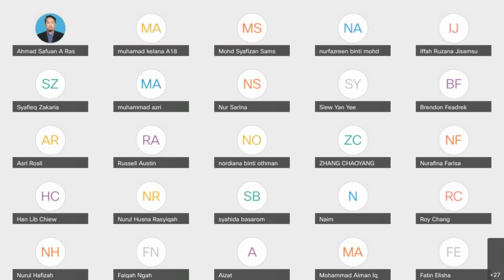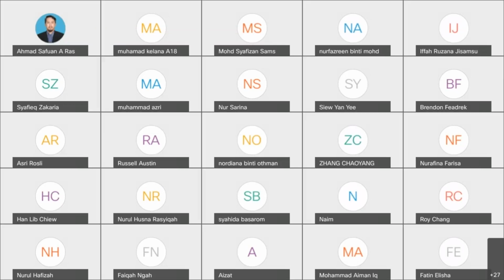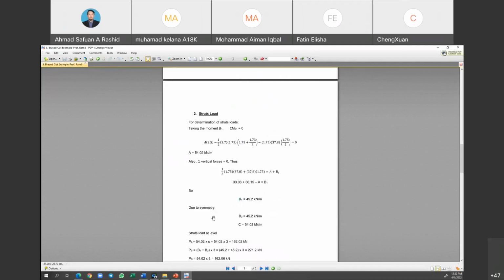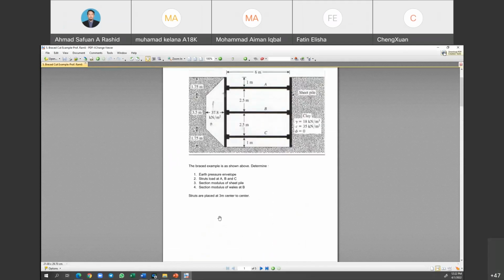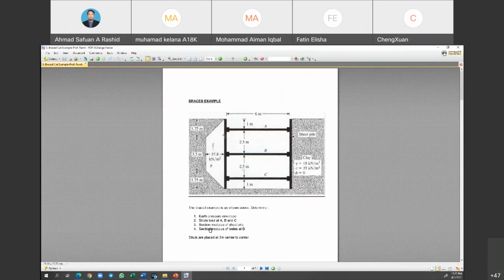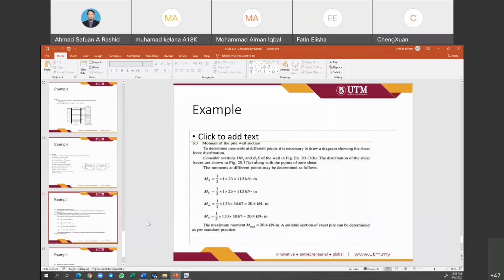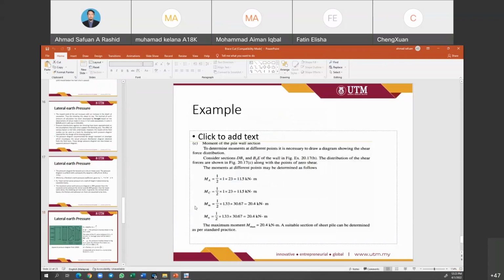Actually, I have shared with you this PDF on the clay material. This is an example of the braced cut on the clay. It is almost similar with the one that we have discussed for the sand, but the difference is definitely in the distribution diagrams.